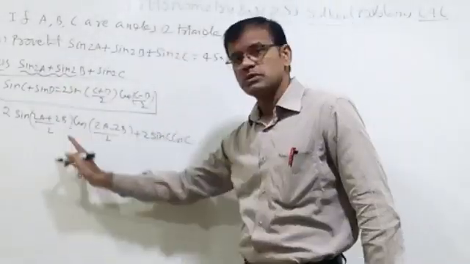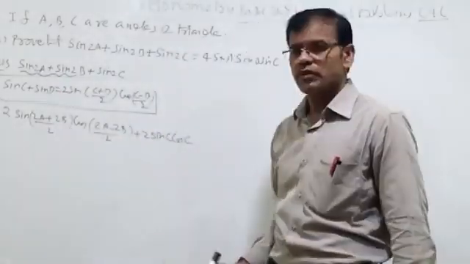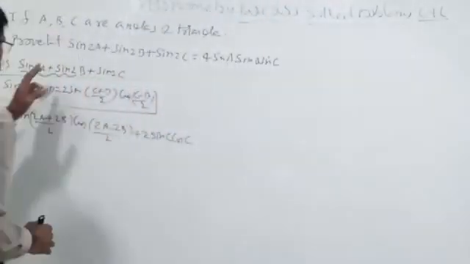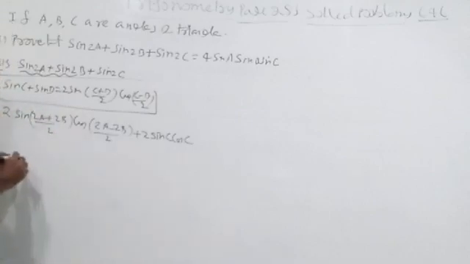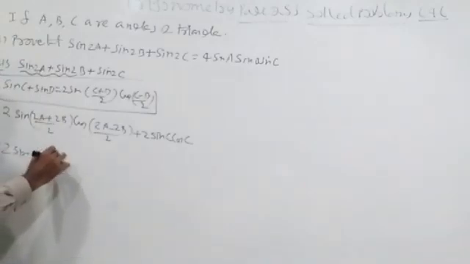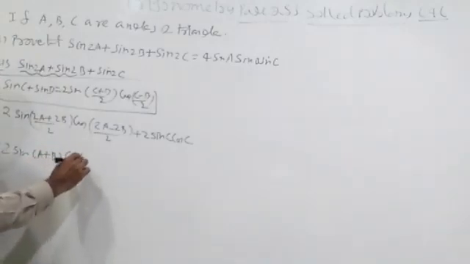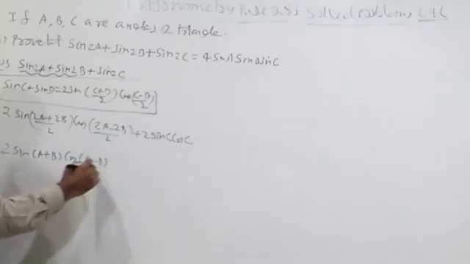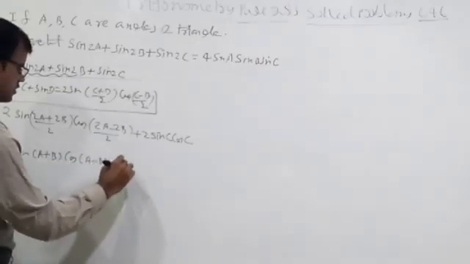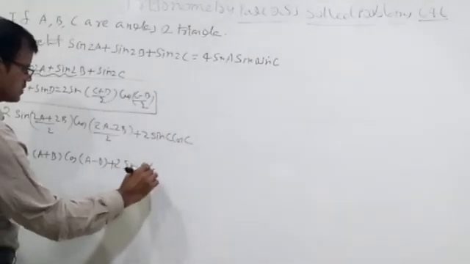That is why for the first two terms you have applied this one, and for the third one you have applied the formula. For this one separately you can write; in any two terms you should write the formula concept. Now write like this: 2 sin of (A plus B), because 2 I have taken common and it got cancelled with the denominator, into cos of (A minus B), plus here 2 sin C cos C.